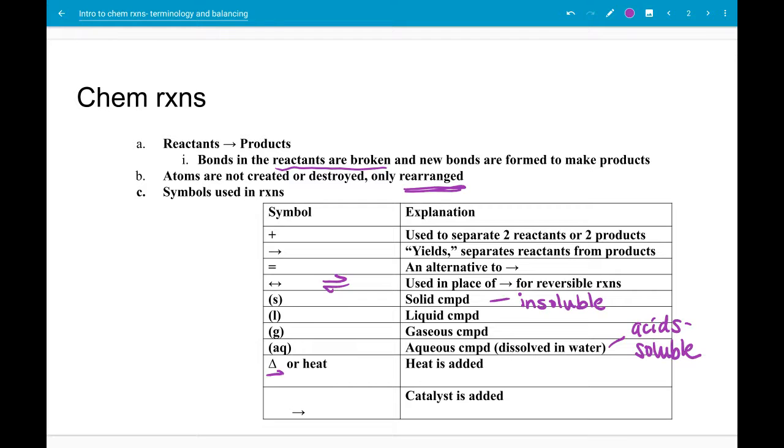Now, if you see a triangle over the yield symbol or the word heat, that means heat is added to the chemical reaction. And if you see a chemical symbol like platinum on top of an arrow, that means a catalyst is added to help that reaction occur.